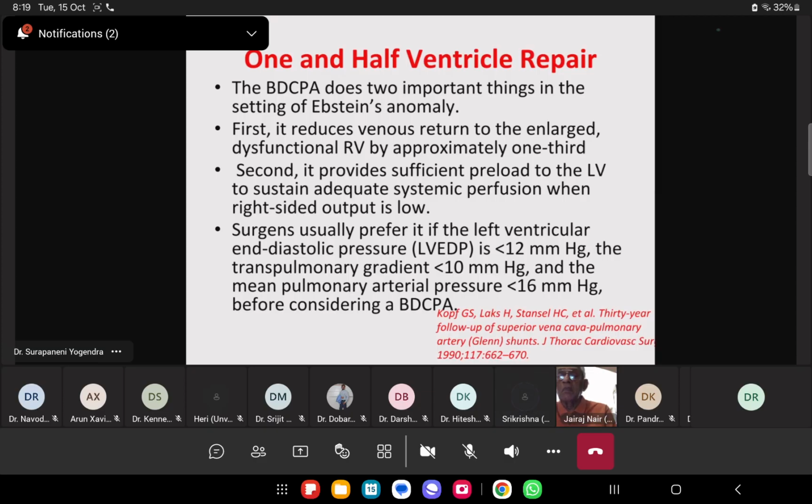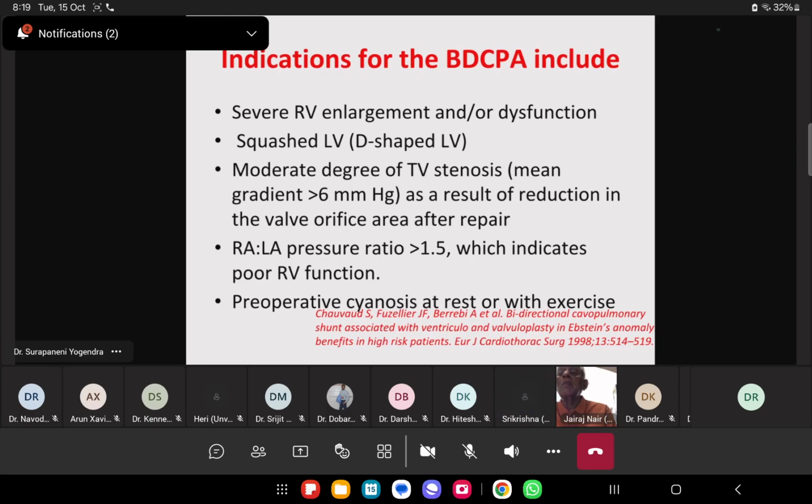Indications for bidirectional cavopulmonary anastomosis include severe right ventricular enlargement or dysfunction, squashed LV, D-shaped LV, moderate degree of tricuspid stenosis, mean gradient more than 6 millimeters of mercury as a result of reduction of the valve orifice after repair. Right atrium to left atrial pressure ratio greater than 1.5 indicates poor RV function. Preoperative cyanosis at rest or with exercise.